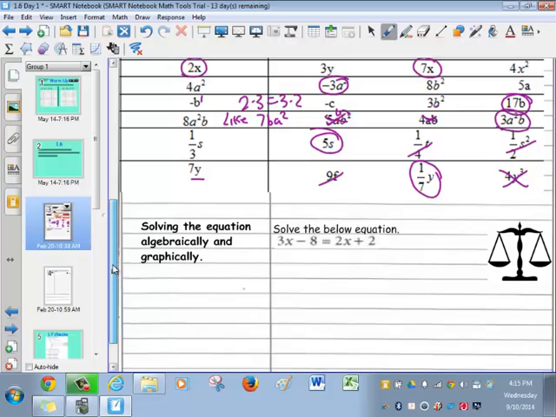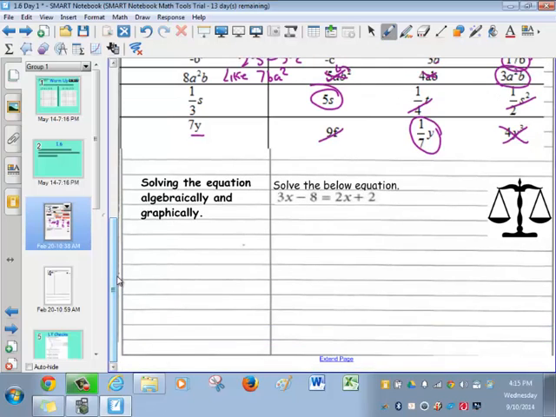In this next section, what are we doing in this next section? Oh, we are going to be solving equations like this, and I think you've done this before. This is going to be great.